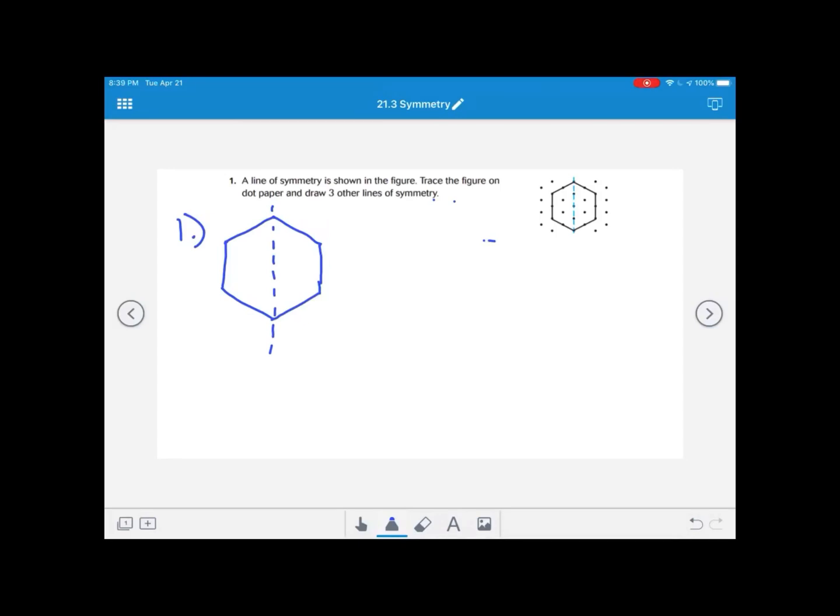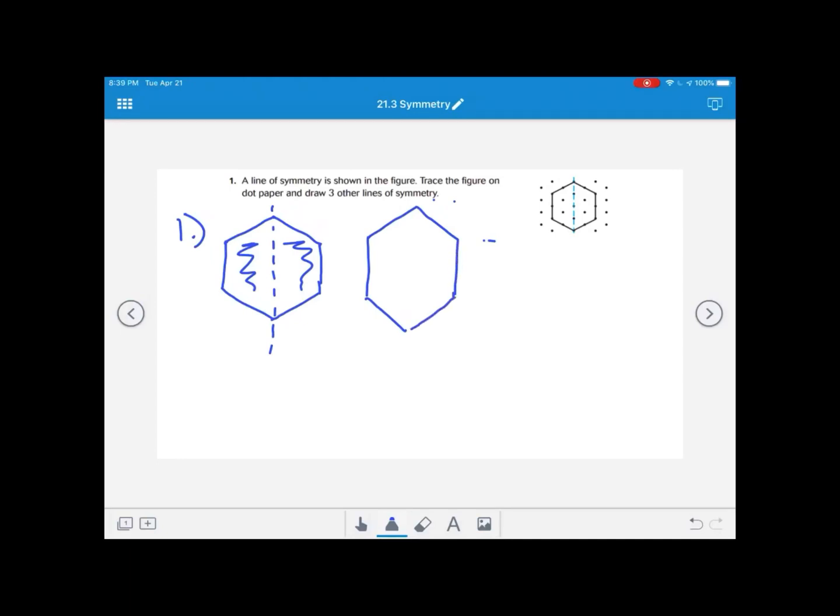So number 1 says a line of symmetry is shown in the figure. Trace the figure on dot paper and draw 3 other lines of symmetry. So we don't have dot paper. That's okay. We're going to just sketch it out. So that's one line of symmetry. Do you see how it's the same on this side as it is on the other side? When we split it that way, we end up with 2 trapezoids, which are both the same. Let's go ahead and draw another hexagon.